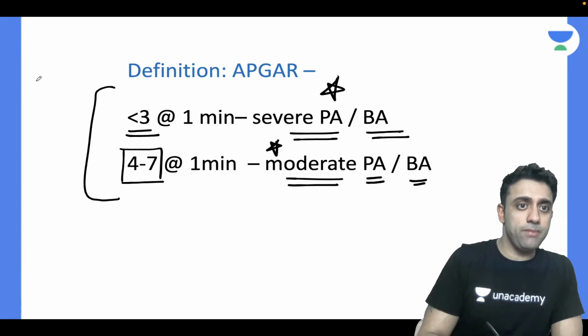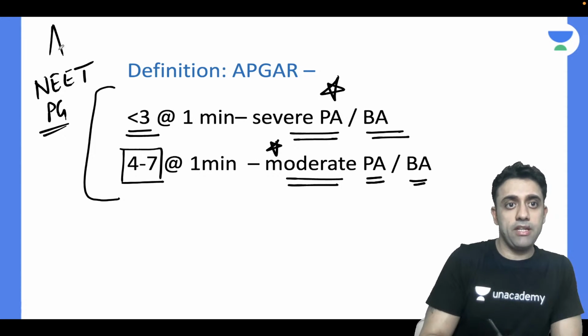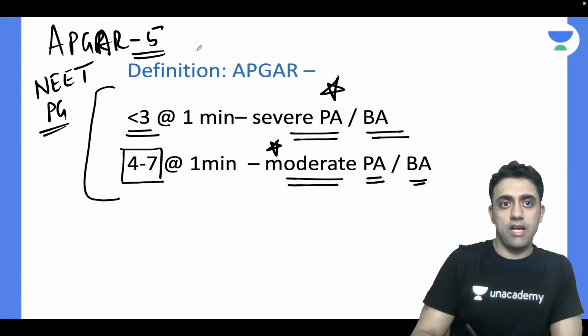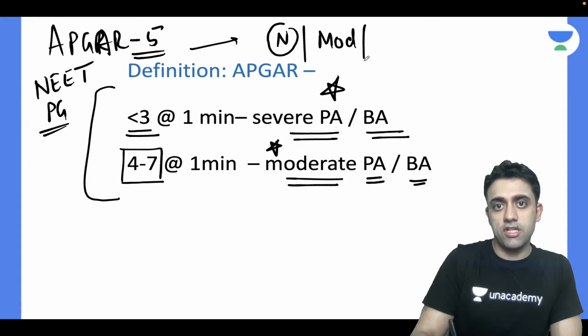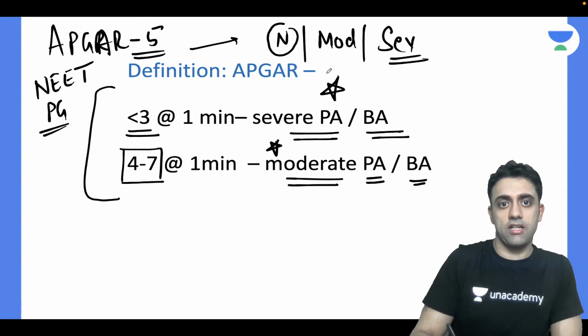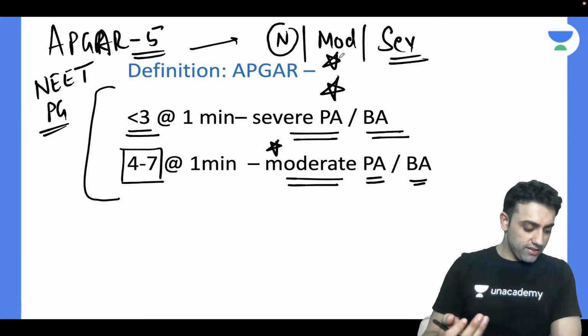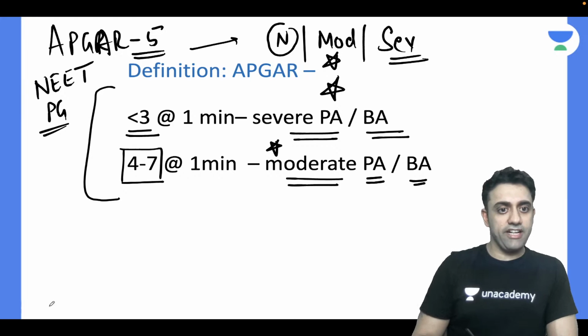This was a NEET PG question, last to last year NEET PG question. A newborn baby with Apgar score 5. So what do you think where the baby lands up? Apgar score 5, is it normal? Is it moderate birth asphyxia or is it severe birth asphyxia? The answer was it is moderate birth asphyxia. If someone who is giving the exam for the second or third time, he must be knowing that this was a question which had come in the NEET PG exam.